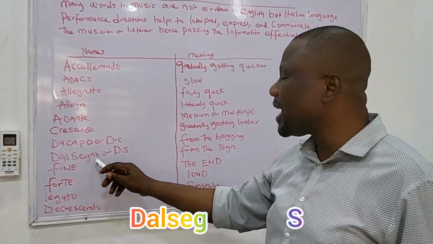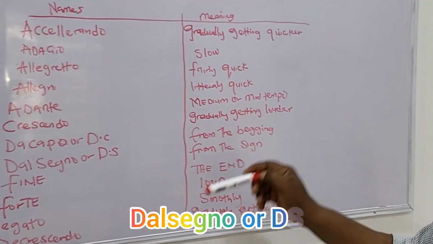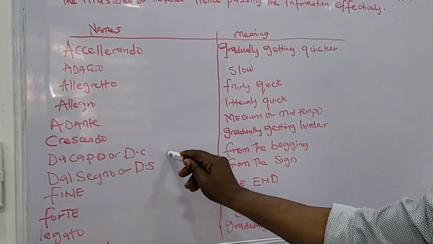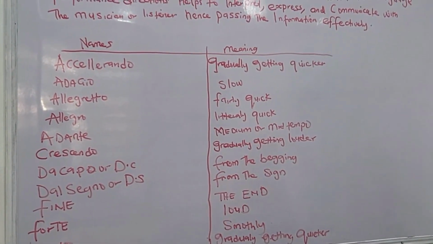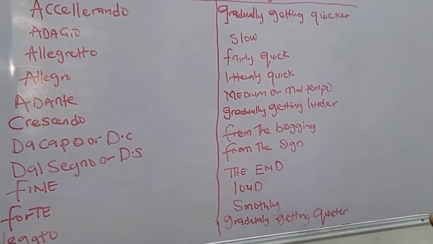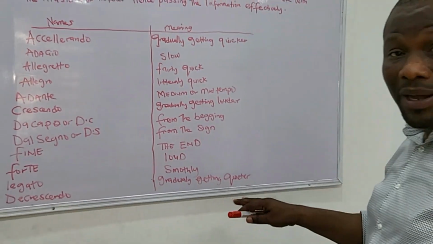If you see dal segno or DS, it means you should play the music from where the sign starts. DS. You always see this in music. There's a word called fine in Italian. It means the music has ended. The music has to stop at that level.